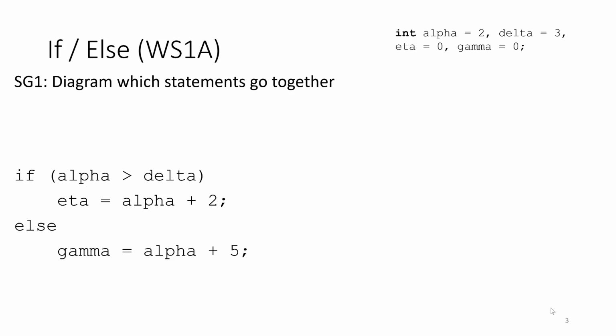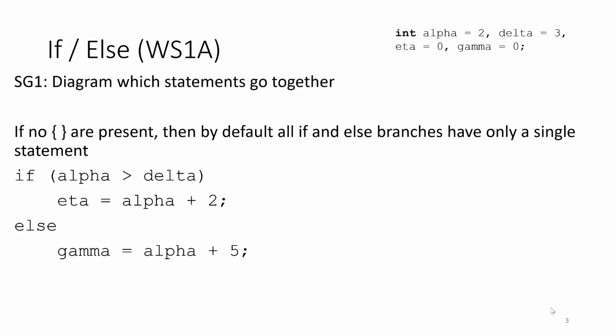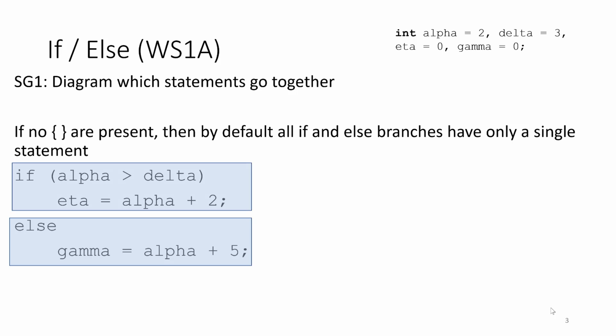For sub-goal 1, we want to diagram which statements go together. Again, in Java, if there are no open and closed curly braces, then by default, all the if and else branches have only a single statement. So when diagramming this, we have two blocks, the if block and the else block.